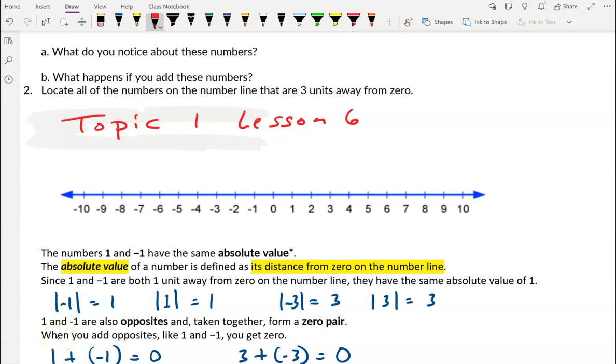Hello there, math friends. Today we are taking a look at Topic 1, Lesson 6 in Intensified Algebra. And we're going to start off by just jumping right into the number line.